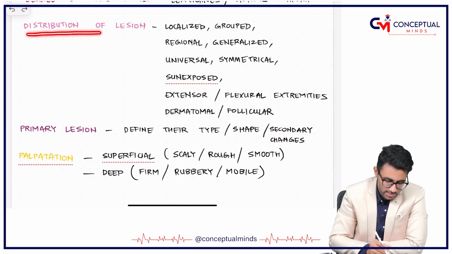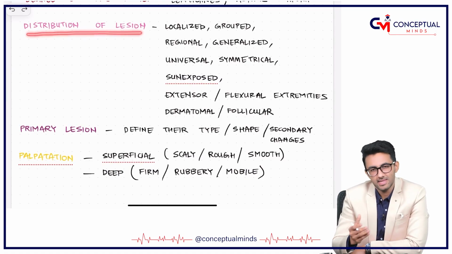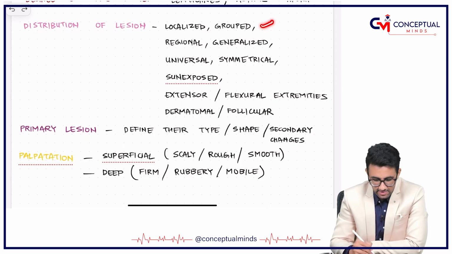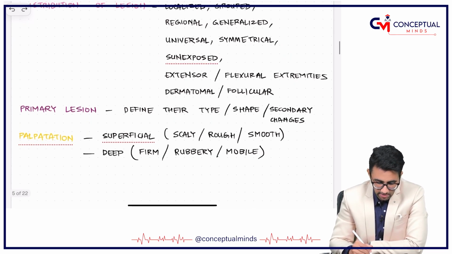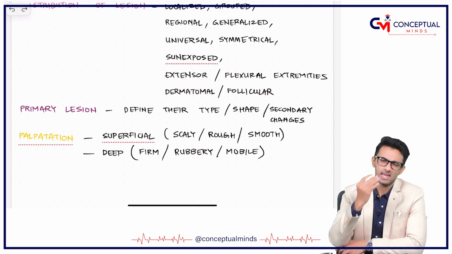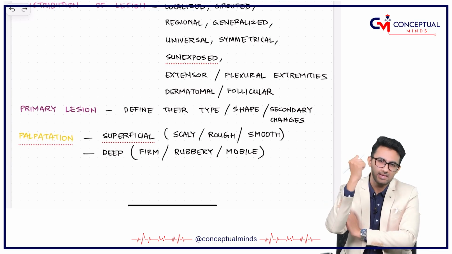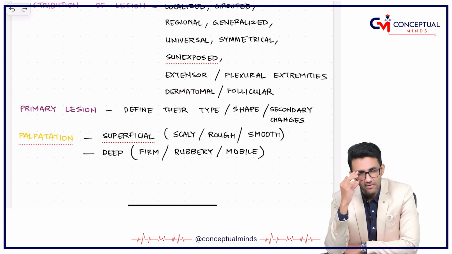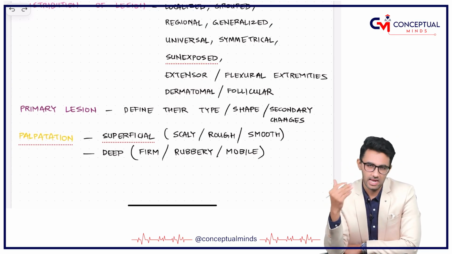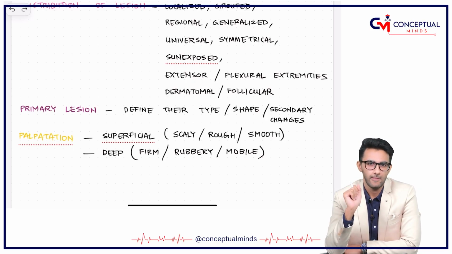Now coming back to the distribution of the lesion. Where is the lesion? Is it localized or grouped? Is it symmetrical or just at one place? Is it on sun exposed areas, or at the flexure or extensor areas? All these things we have to know to describe the lesions properly. That is the reason I added a very extensive list in this chapter.